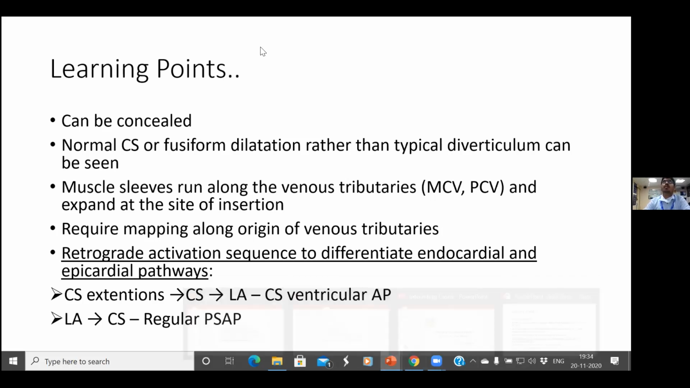And these pathways are actually the myocardial extension from the CS muscle cord, which runs along the venous tributaries. If one is suspecting these pathways, then it is essential to map along the origin of venous tributaries. And one should always look for the retrograde activation sequence in the cases of suspected posteroseptal or left posterior accessory pathway to differentiate between endocardial and epicardial pathways.